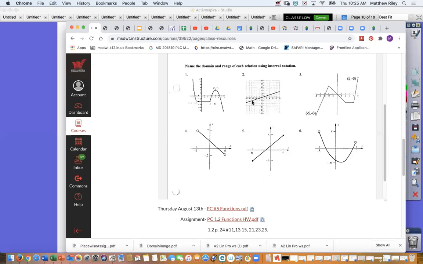My range is going to be whatever y value this is, which I can't see. Is that -3, -4? Looks like -3. Remember, your range goes from low to high, so -3 all the way up to +3. Again, bracket on both of them. So when you're talking about your range, it's low to high. Your domain is left to right every single time.